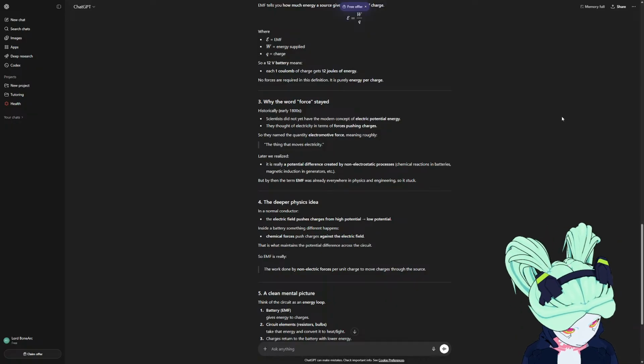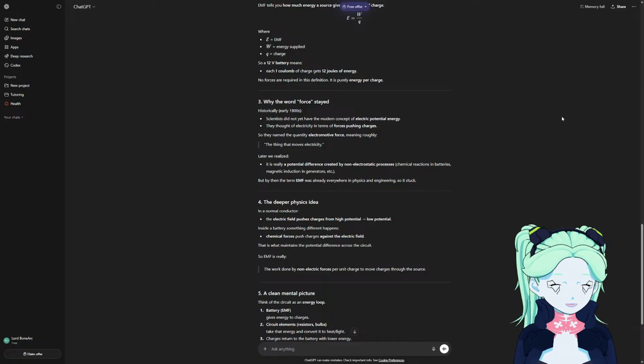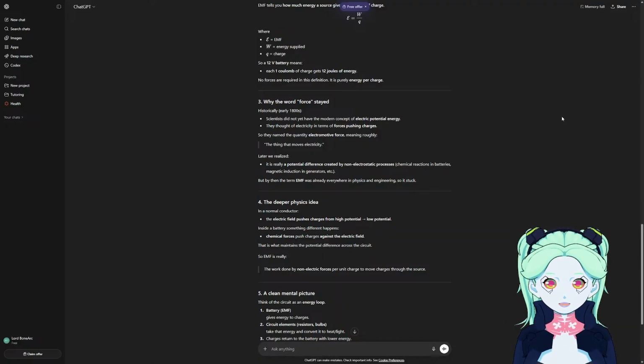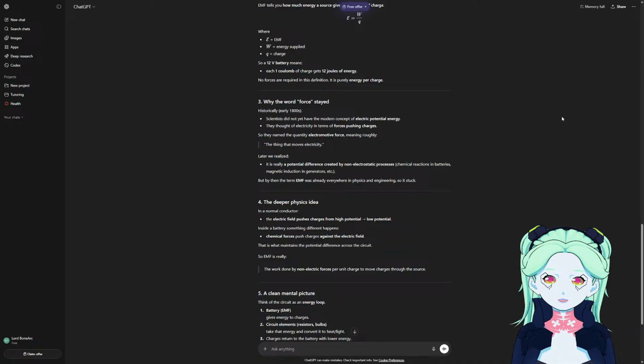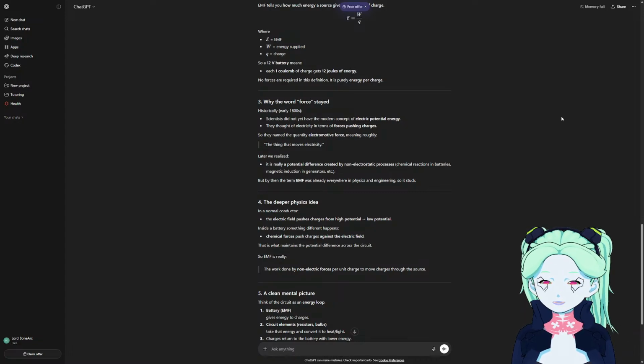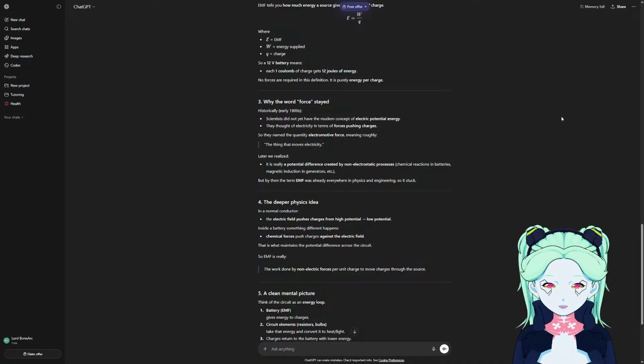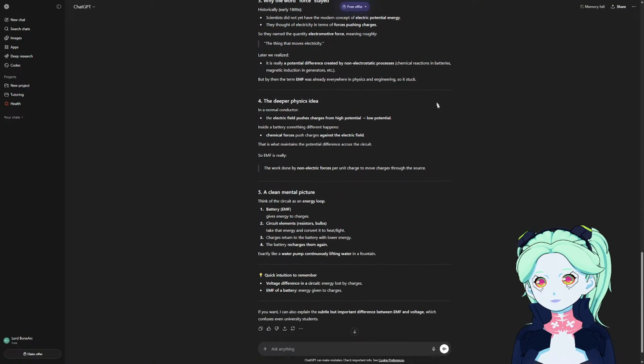The deeper physics: in a normal conductor, the electric field pushes charges from high potential to low potential. Inside the battery, something different happens. Chemical forces push charges against the electric field. That is what maintains the potential difference across the circuit. So EMF is really the work done by non-electric forces per unit charge to move charges through the source. Work done in joules, per unit charge in coulombs, to move charges through the source.